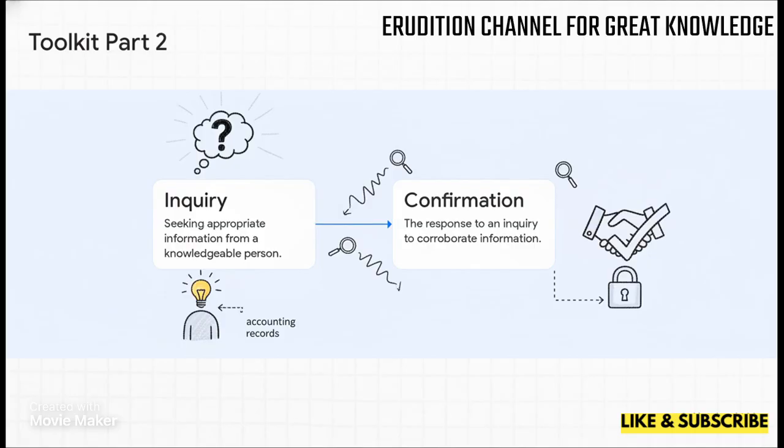Next up in the toolkit, we have inquiry and confirmation. These two operate beautifully together. Inquiry consists of seeking appropriate information from a knowledgeable person, either inside or outside the entity. Basically, you're asking the probing questions. Then, confirmation is the crucial second step. It consists of the actual response to that inquiry, which you use to specifically corroborate information contained in the accounting records. You ask the question, and then you get the confirmation to lock down the facts.